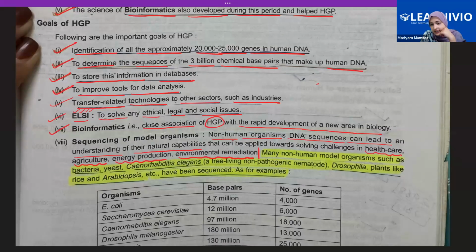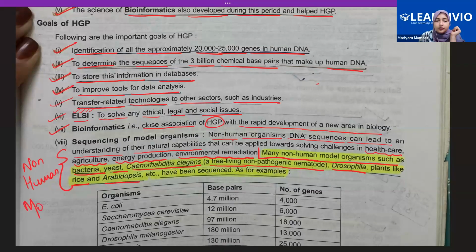So this line is very important. The non-human model organisms such as bacteria were sequenced, yeast was sequenced, Caenorhabditis elegans, which is a free-living, non-pathogenic nematode, was sequenced. Drosophila, the fruit fly, and then even the plants were also studied, like rice and Arabidopsis. So these organisms have also been sequenced, and these are non-human models.